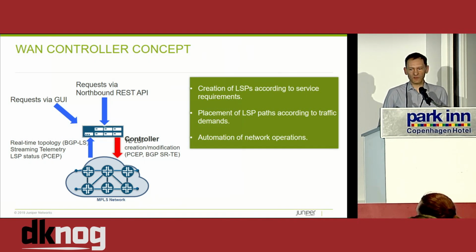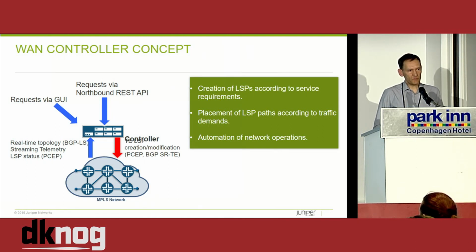So first of all, it's receiving information from the actual network itself. So it can see the topology of the network through the BGP-LS protocol. It can see the status of traffic engineered LSPs through the PCEP protocol. And also, it's receiving a large amount of streaming telemetry, which supplements its view of the network, how much traffic is flowing between different places and things like that. Also, it's receiving inputs from a human operator via a GUI, and also requests via a northbound REST API.